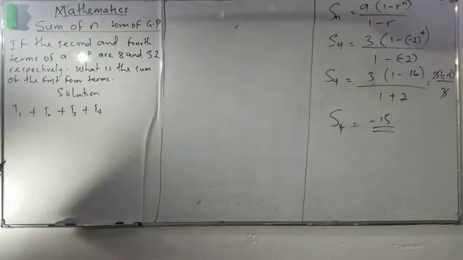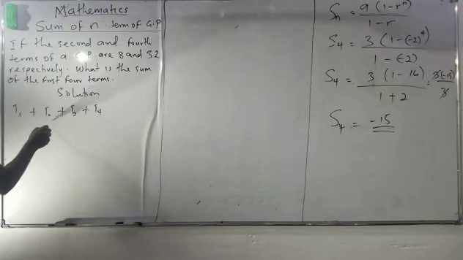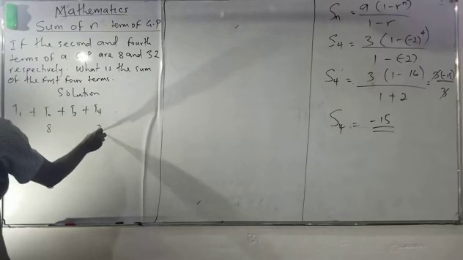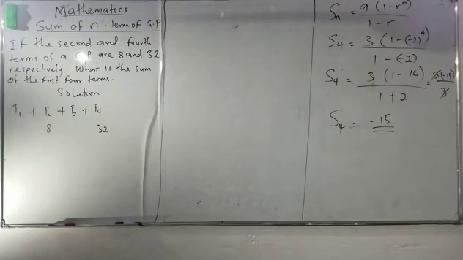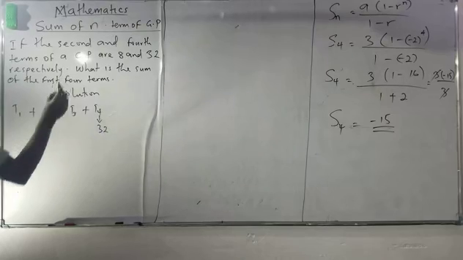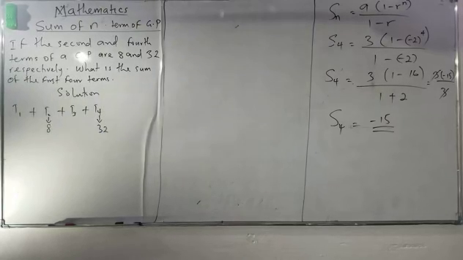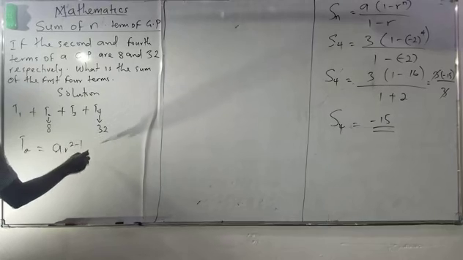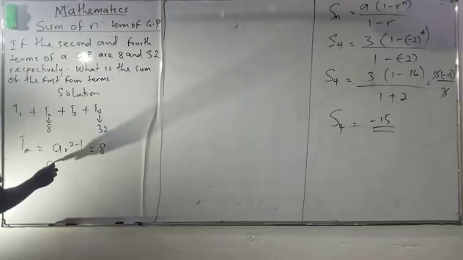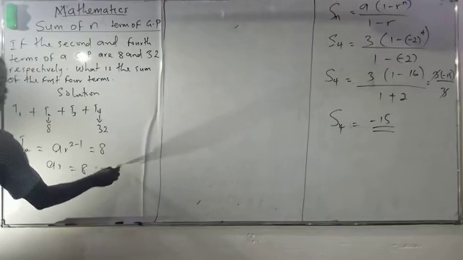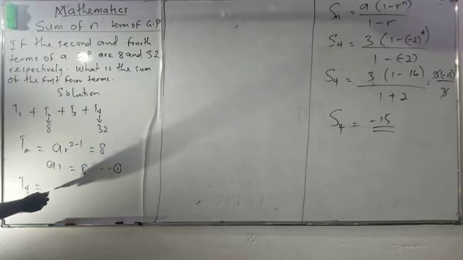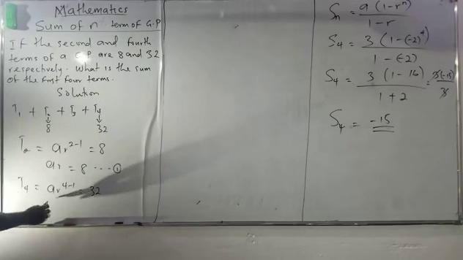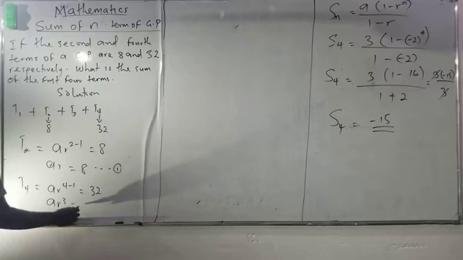The second term is given to you, which is going to be 8, and the fourth term is also 32. Now, what you just need to do, I will move on. I will say that my T2 equals ar^(2-1) equals 8, and I'll be having ar equals 8. I call it equation 1. And my T4 will be equal to ar^(4-1) equals 32. Now, ar^3 equals 32.